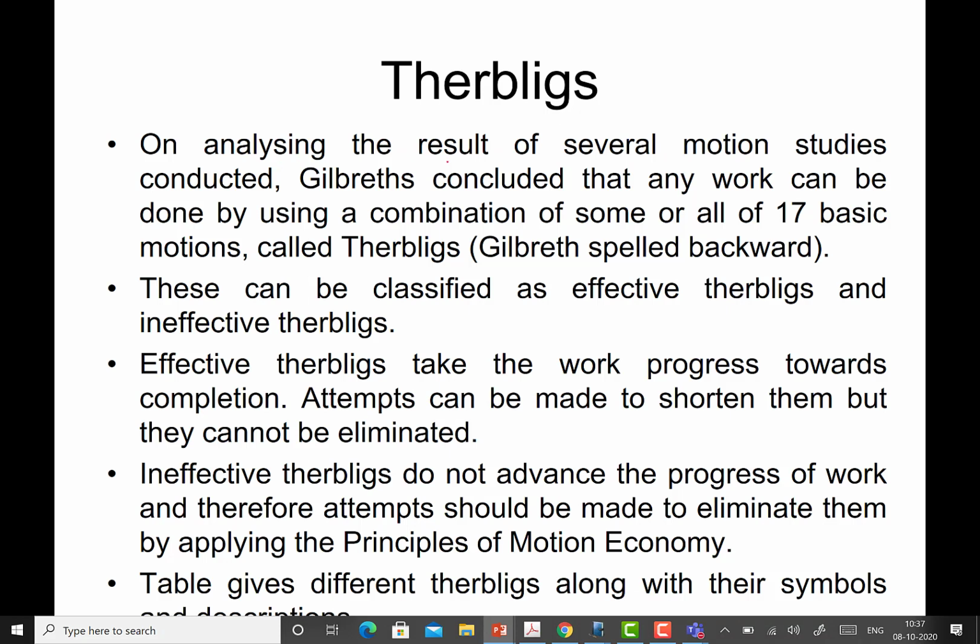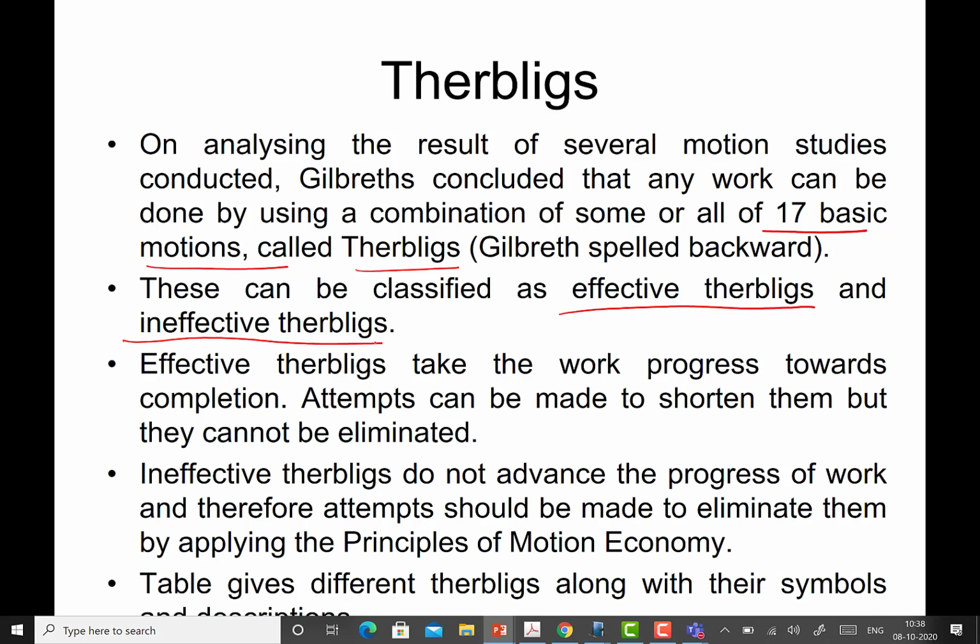Therbligs are used for analyzing the results of several motion studies. There are 17 basic motions called therbligs, and these can be classified. There are effective and ineffective therbligs. It means that for analysis of a certain motion, there are fundamental motions which have been identified. These can be effective or ineffective also.